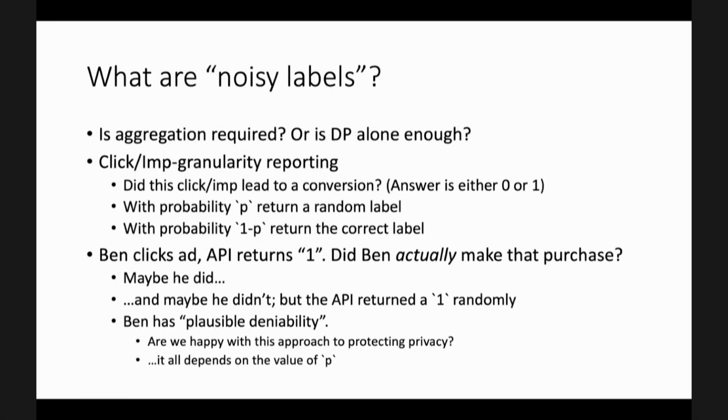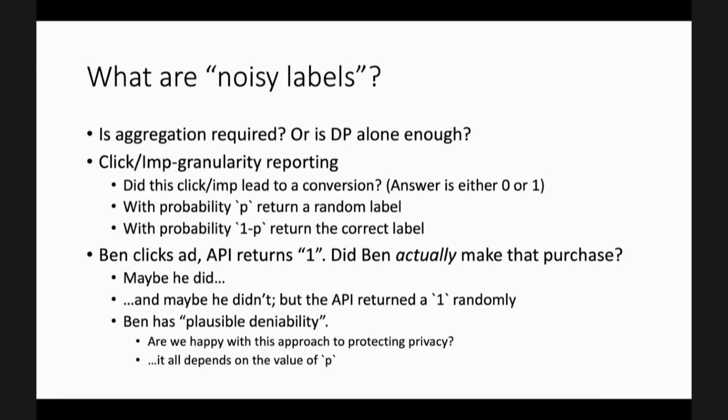So noisy labels. This is more of like a philosophical question. The question is, if we design this standard, should aggregation be a requirement, or is differential privacy alone sufficient? So what do I mean? Imagine you had an API that gave you reporting at an ad click or ad impression granularity, and what it's telling you is like a 0 or 1, like did this ad lead to a conversion or not?